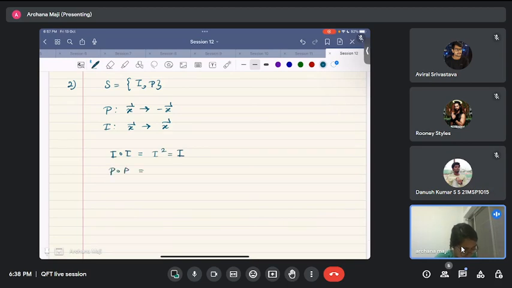P of P will be P square, and you can see that if you perform it twice, first x will become minus x, and then again P will make it x. So that means P square is identity, and P of identity will be P. So you can see that multiplication of any two elements of the set belongs to that set. So S is indeed closed under multiplication.